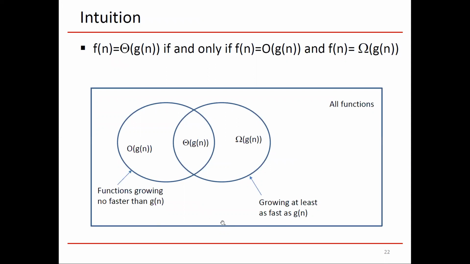Some intuition. Let's consider the set of all functions. We have the set big O of g of n. These are functions growing no faster than g of n. We have the set omega of g of n, functions that grow at least as fast as g of n. And again, theta means that the function is both growing at least as fast and no faster than. It's growing exactly as fast asymptotically as f of n. So that'll be it for module number 11, and we'll continue next time.